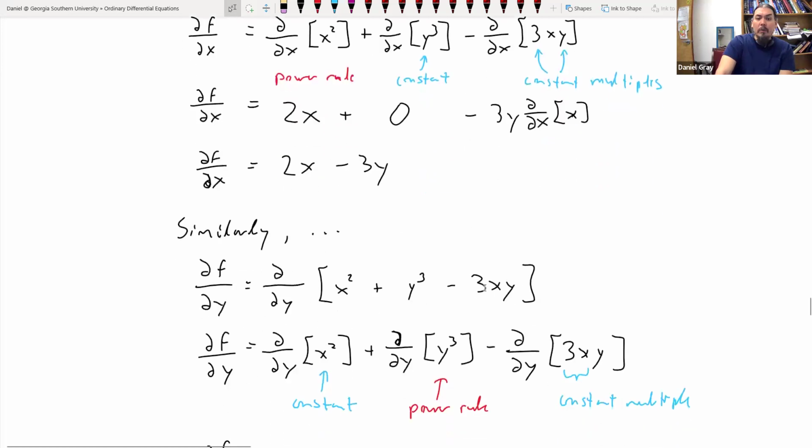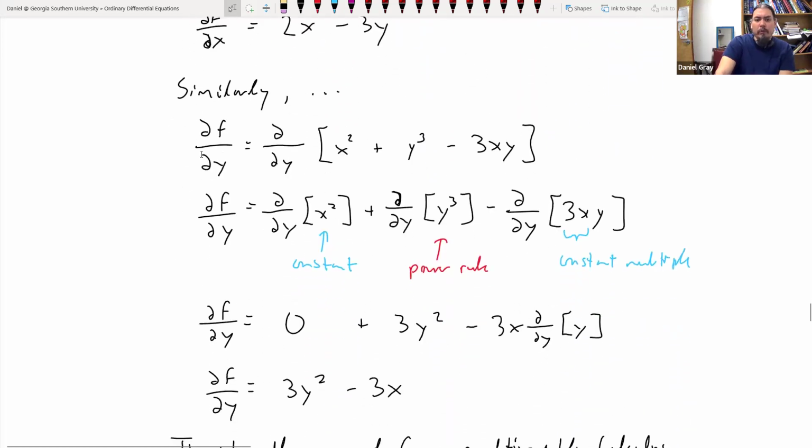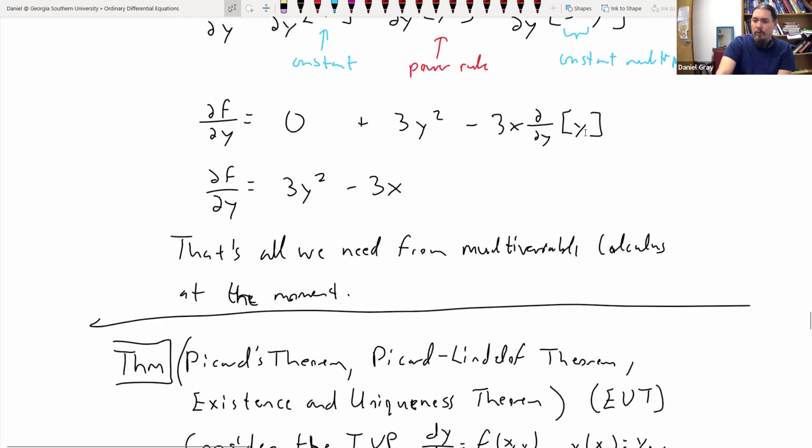Okay. Now, similarly, we could ask for the partial derivative of f with respect to y. Okay, so then we just do the same game here. We distribute this derivative to each one of these terms, right? Now your x is a constant, right? As y changes, x does not have to change. So then the derivative of x squared is just 0, the derivative of y cubed is 3y squared, and we pull out our constant multiple, which is 3x here. The derivative of y is just 1, so then we get 3y squared minus 3x. All right, so that's pretty much all we need to know for multivariable calculus at the moment. I may mention some other things later.